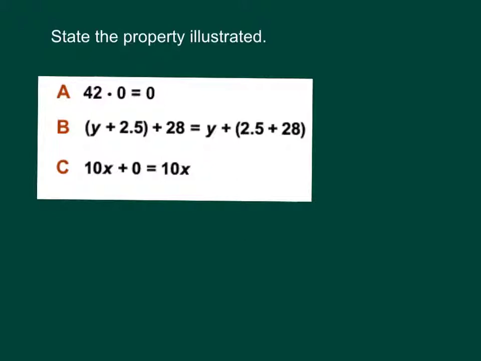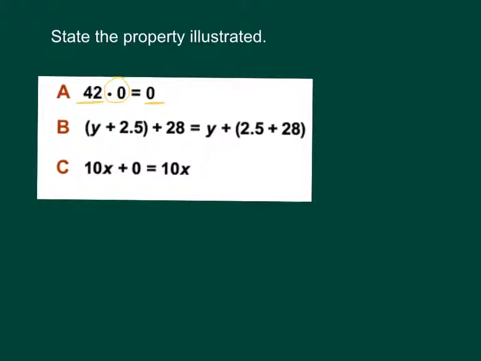Okay, so A. Now, first thing I recognize is I have a 0, and I'm multiplying. Now, the one thing that you might think this is identity. But remember, identity is when you have your original number and your answer is the same number. So that's not the case. So this is not the identity property.